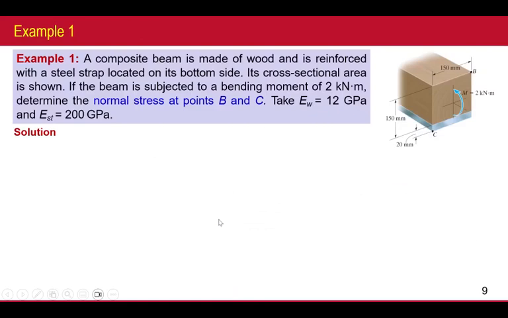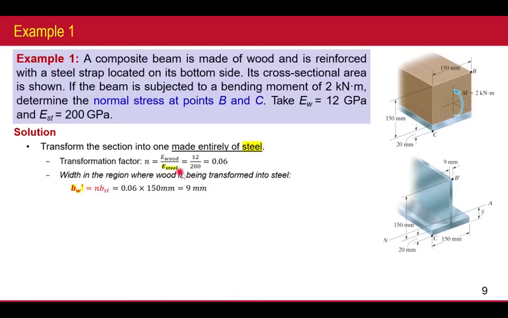That's why from here we can get the transformation factor. n is equal to wood to steel, 12 to 200, which is 0.06. That means we will transform the whole thing from wood to steel. In the end, this material will only be steel, so a single material. So we need to work on the width of the transformed parts.